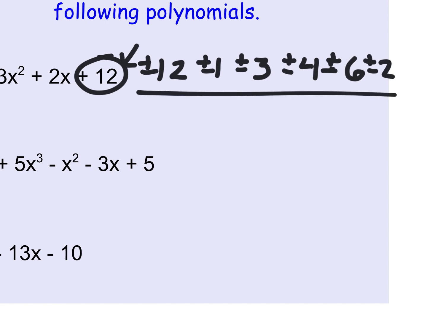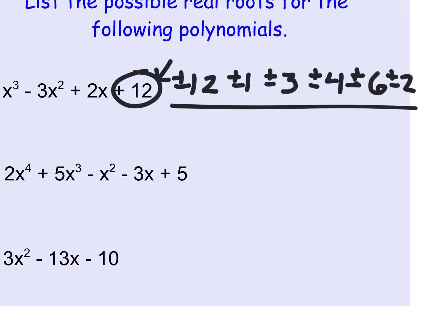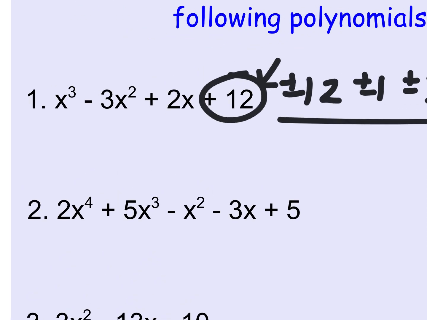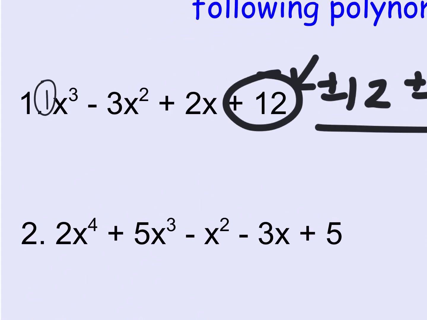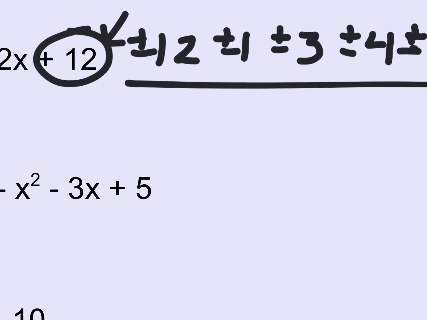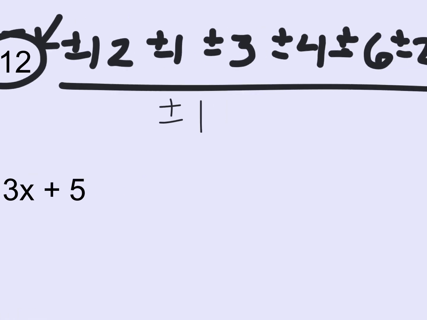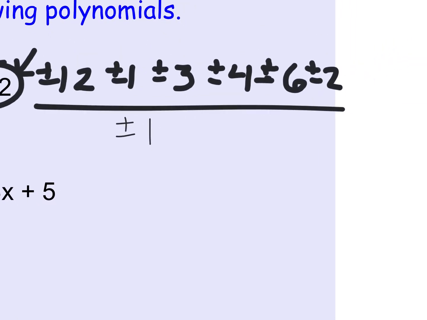Divided by the factors of the first number. Well, what are the factors of 1? It's easy to forget plus and minus 1. Now, just keep the plus and minus on everything. Don't get overly concerned with, did I do -12 divided by -1? Don't worry about that. Just keep plus and minus on all your answers.